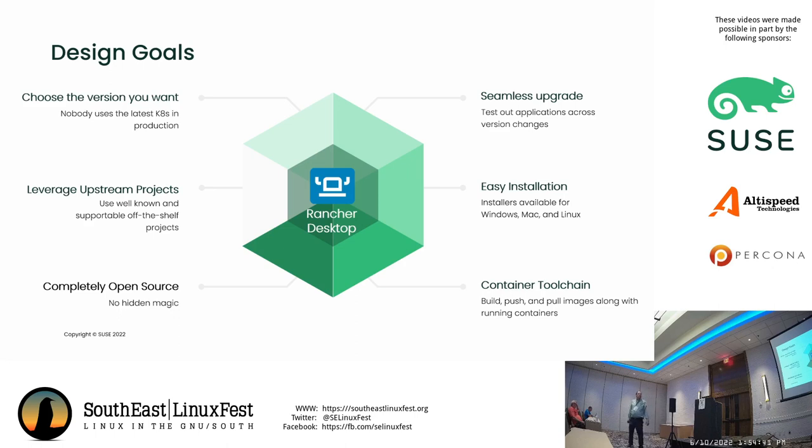Basically, the idea is we want you to be able to choose the version of Kubernetes that you want. We want to leverage these upstream projects that are already there, so we don't have to go in and reinvent that wheel. We want this to be completely open source. We're never going to present you a bill. You can't buy it. Pat cannot sell you this product. We don't have a SKU for it. It is completely open source, completely free.